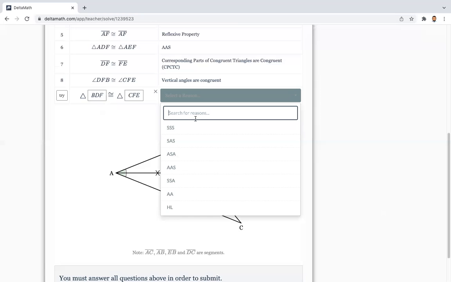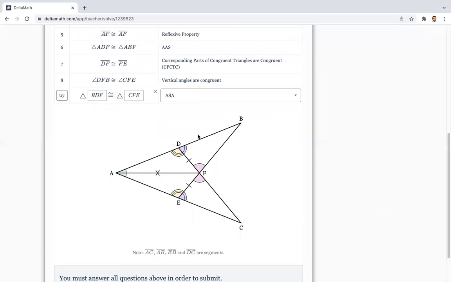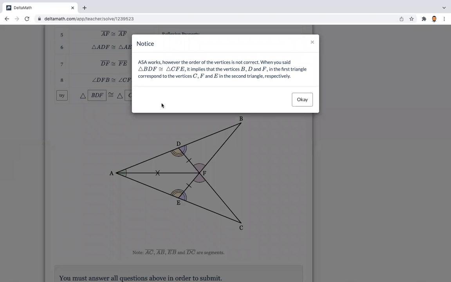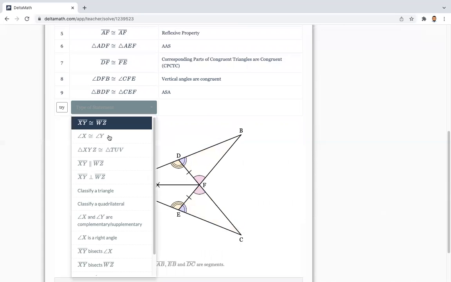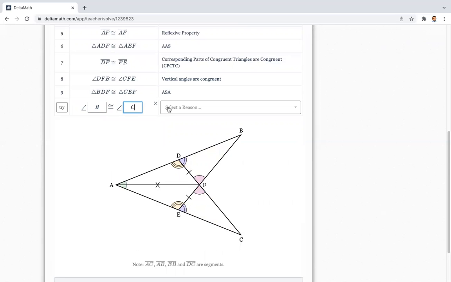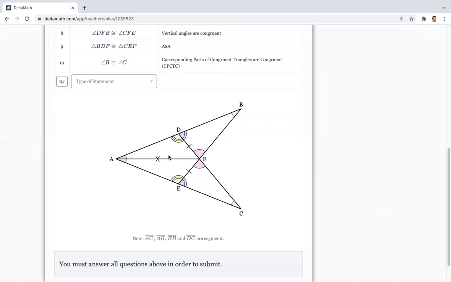Then we have angle side angle, so I can say triangle BDF is congruent to triangle CFE. The reason being, what did I say? Angle side angle. Yes. And then if those are congruent, then what's the most efficient way? We can do angle, angle, side. Oh, did it not like that? ASA works, however, the order of vertices is not correct. Oops, BDF and CEF. Okay, most efficient would be to go for angle B and angle C, because that's a single statement.